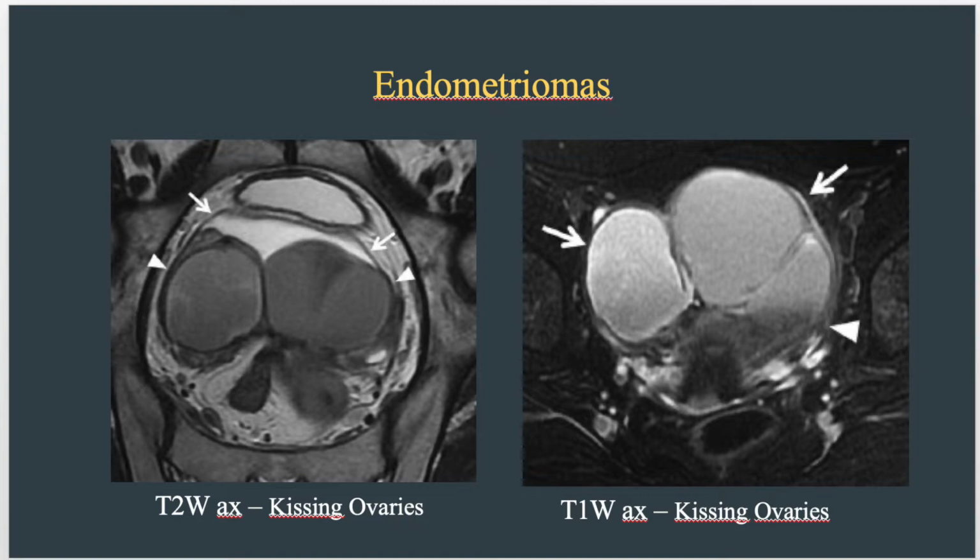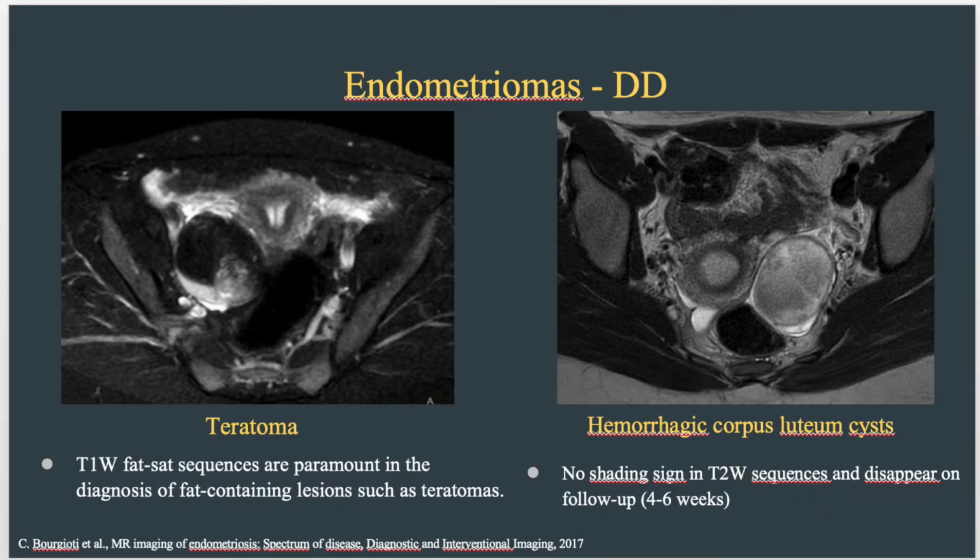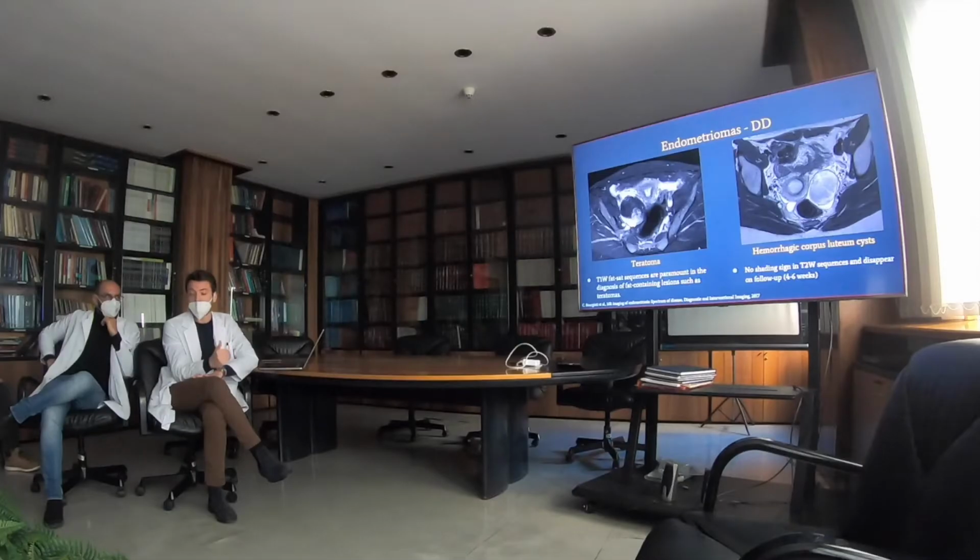When we speak about this lesion, we must also speak about the differential diagnosis that we must make with the teratoma and the hemorrhagic corpus luteum. With a teratoma, we can easily use the LAVA sequence with fat saturation, so we can suppress the fat inside the mature teratoma. Meanwhile, remember that the hemorrhagic corpus luteum doesn't have the shading sign and also disappears at the next follow-up.